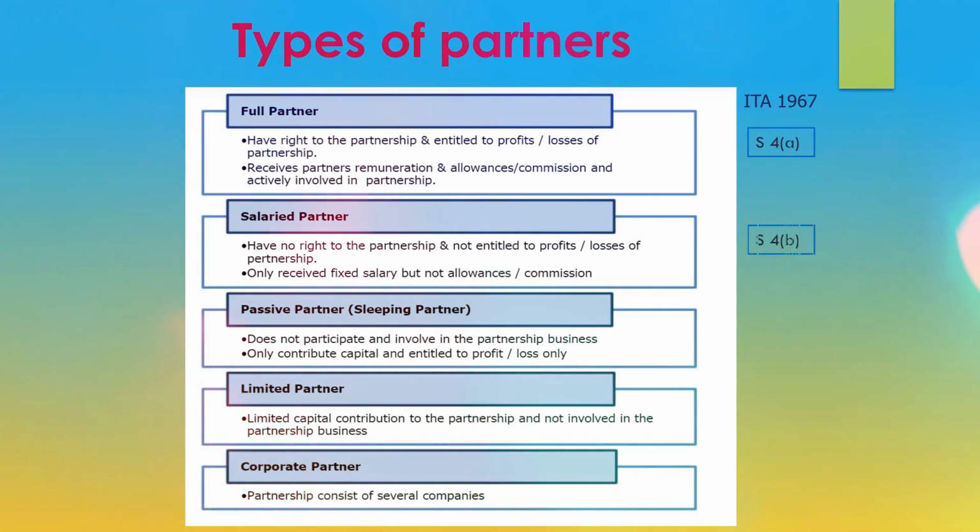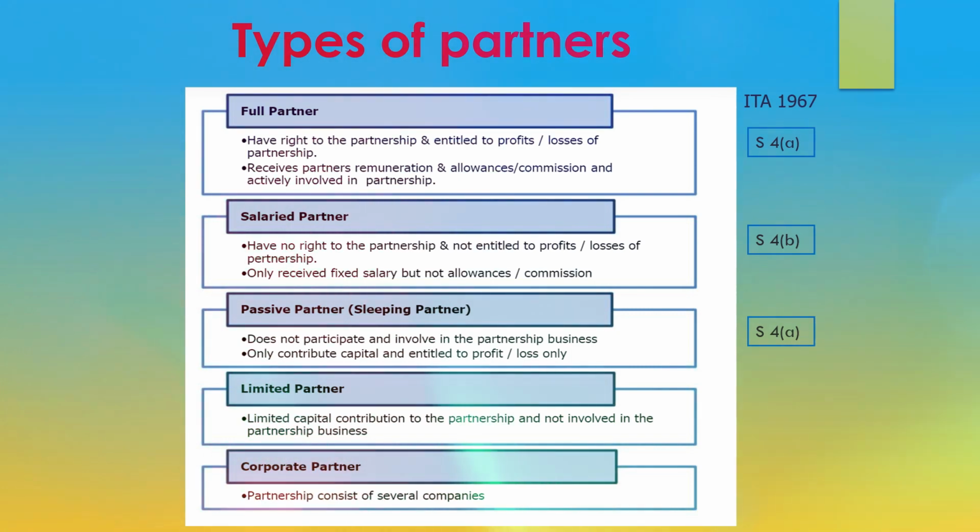Number 2, salaried partner. Salaried partner means that the partner has no right to the partnership and is not entitled to any profit or losses of the partnership. Only receives a fixed salary but not allowance or commission as a partner. So for a salaried partner, the income would be under section 4B, employment income.